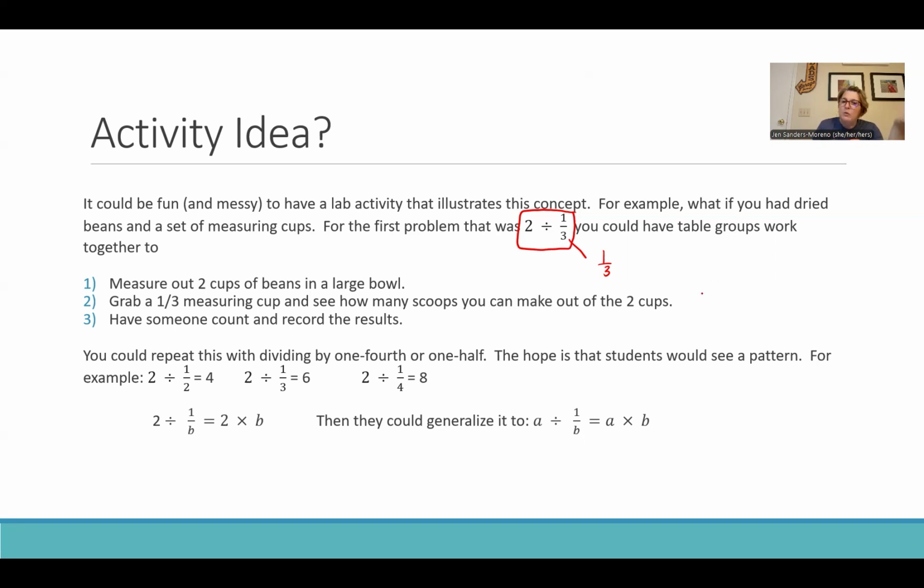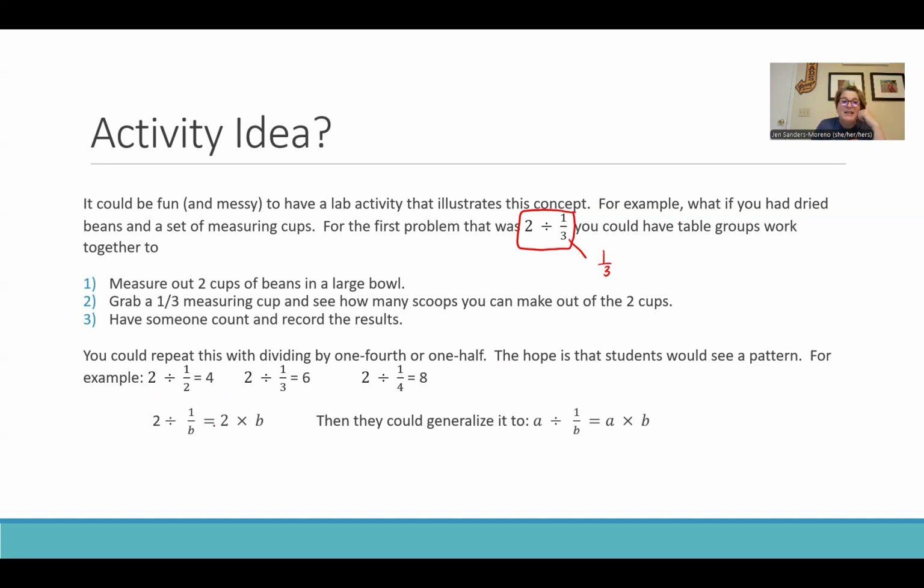So if we have two whole cups and I need to measure out thirds from those two whole cups, we're going to get six. And maybe we have them walk through it. So first they did 2 cups of beans and they scoop it into half cups, then 2 cups divided by a third, scooping into thirds, scooping into fourths. So the hope is that we ask them, hey, do you notice a pattern?